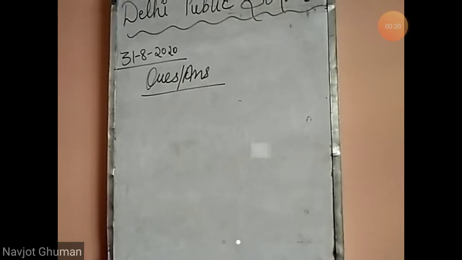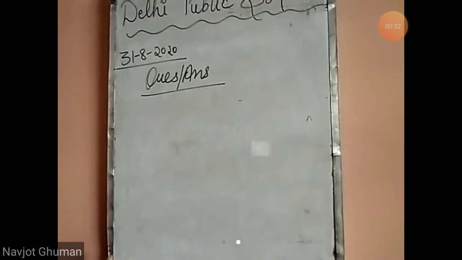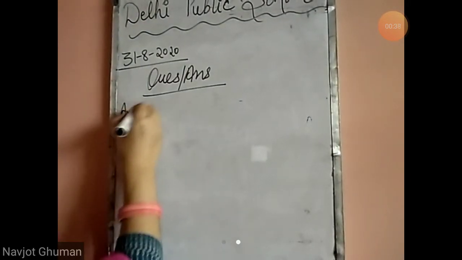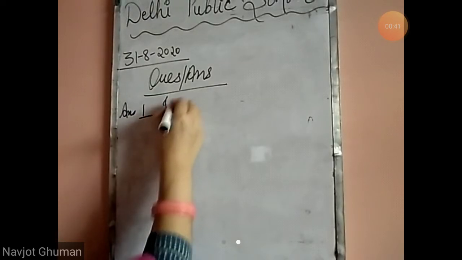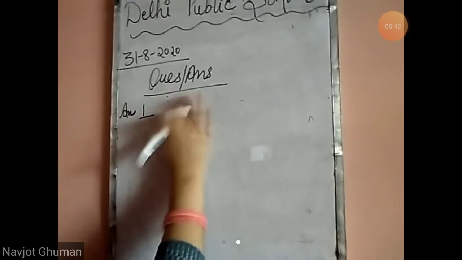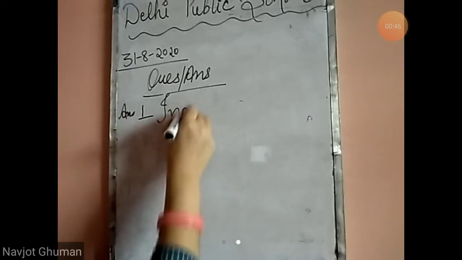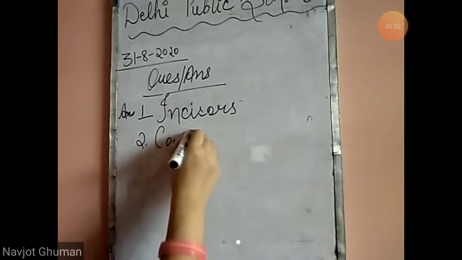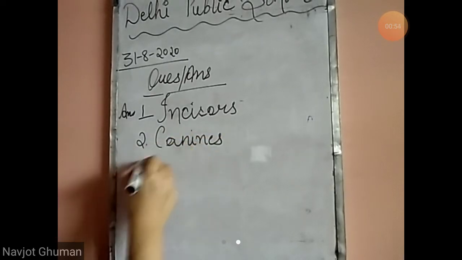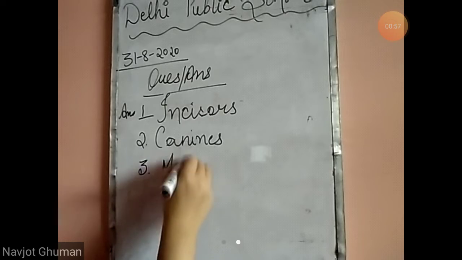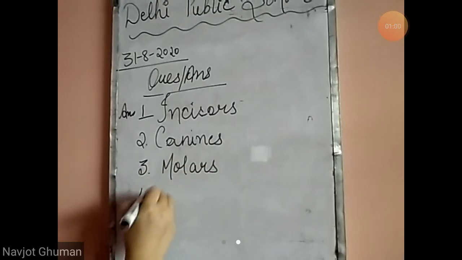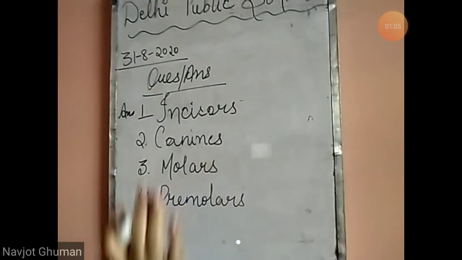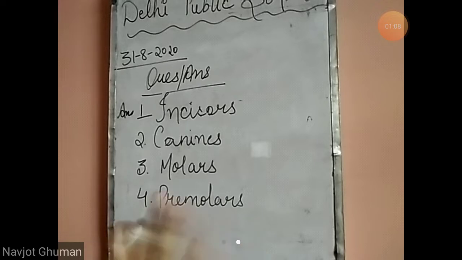Sets are 2 and types are 4. The 2 sets of teeth are temporary and permanent. Now the types of teeth: first is incisors, second canines, on the sides of incisors are canines, third molars, then premolars. You have to write only 4 types: incisors, canines, premolars, molars.